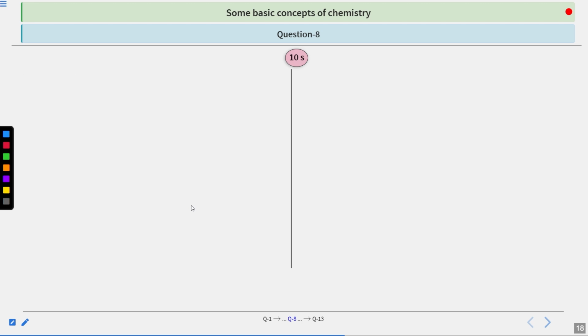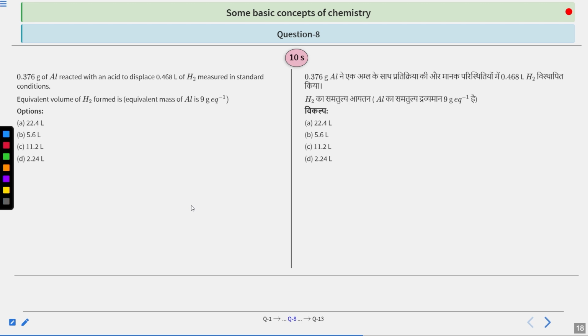Question number 8. 0.376 gram of aluminium reacted with an acid to displace 0.468 liter of H2 measured at standard conditions. The equivalent volume of H2 formed is... The equivalent mass of aluminium is already given, 9 gram per equivalent. Options are 22.4 liter, 5.6 liter, 11.2 liter, and 2.24 liter. You have 10 seconds to solve this question. Your time starts now. Now let us look at the solution.